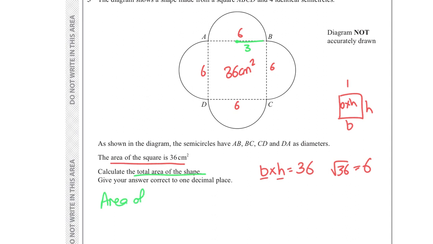So the area of one semicircle is going to be pi times 3 squared divided by 2. I'm going to leave this as 4.5 pi. And we have 4 of them, so we're going to multiply that by 4 because there are 4 semicircles. So that gives me 18 pi.